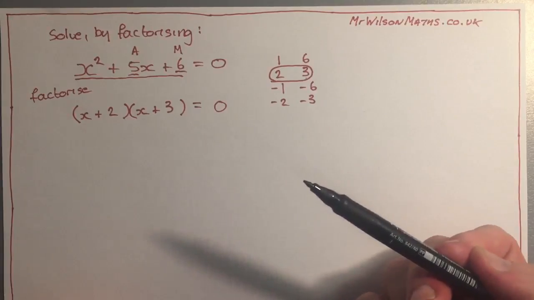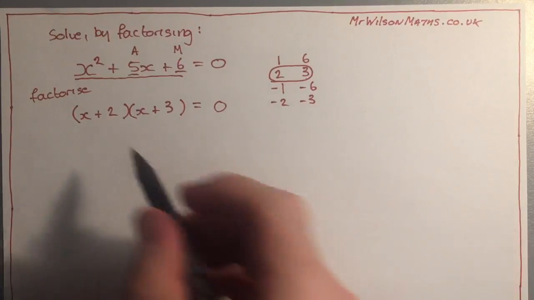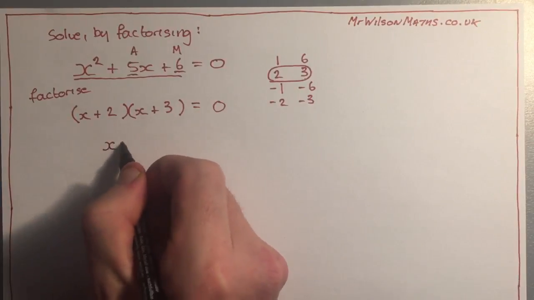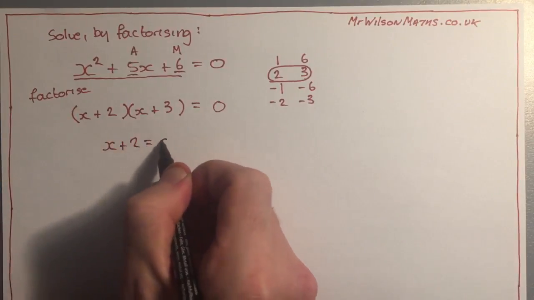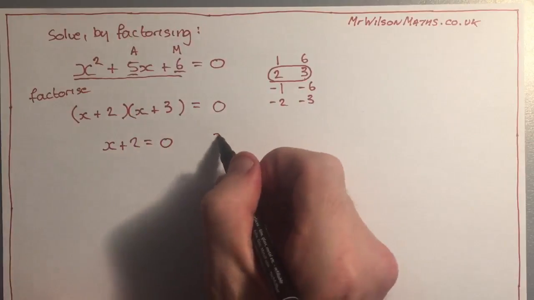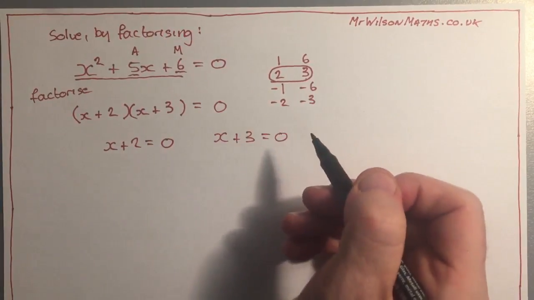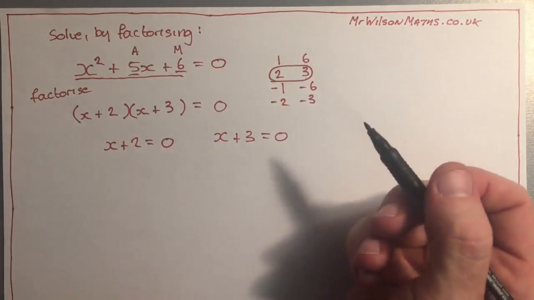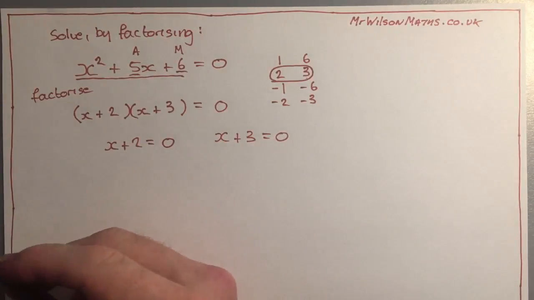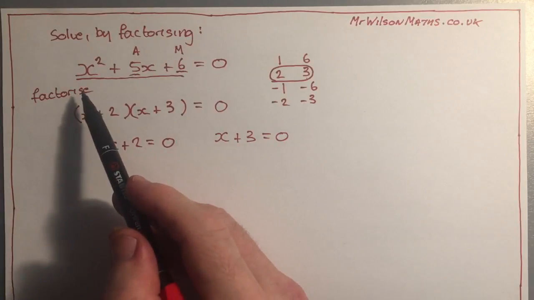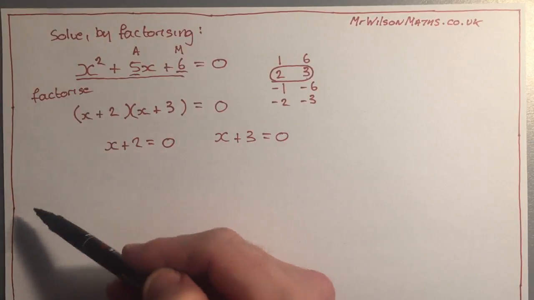So what we can do is treat it as if they're both 0. I take each of the factors in turn, and I write x plus 2 equals 0, and I write x plus 3 equals 0. We're nearly there now. We've nearly found the solutions to this quadratic equation, which we should have said right at the start. Quadratic equations normally have two solutions.